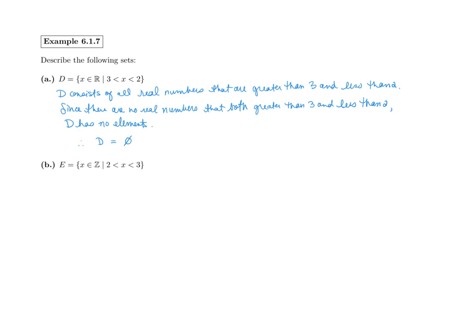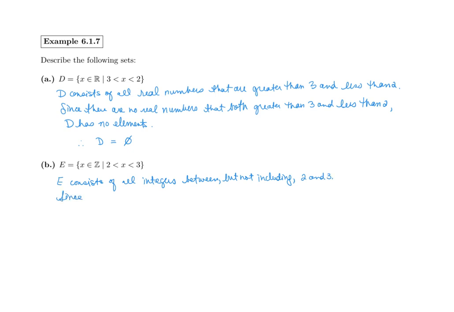There are no integers between 2 and 3. Right? So E consists of all integers between, but not including, right? Between, but not including 2 and 3.